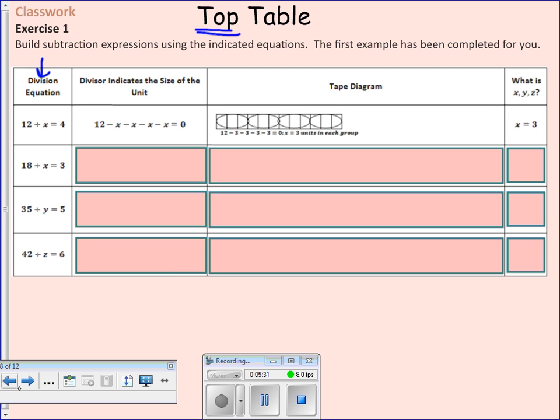So let's go back and look at the top table. Everybody should have a highlighter out that was on the do now board. And you should have your pencil.